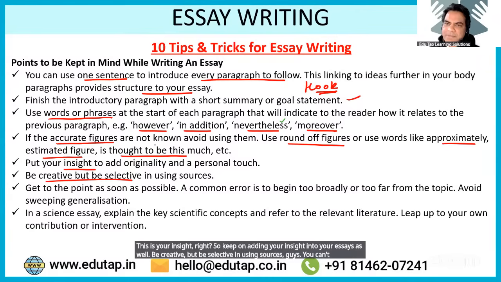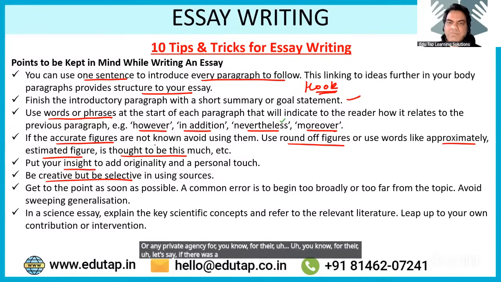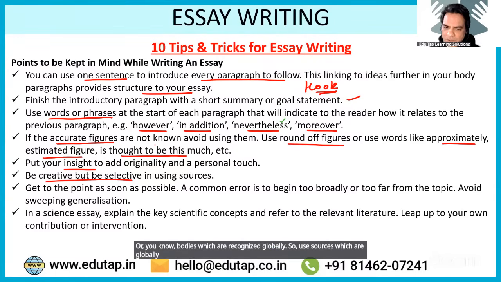You can't just take up any newspaper or any private agency. Let's say if there was a report laid out by some newspaper or some agency in London, right? You won't be quoting it. Only quote relevant sources like Niti Aayog, RBI, IMF, or bodies which are recognized globally. So use sources which are globally recognized, not any private or any selective source.